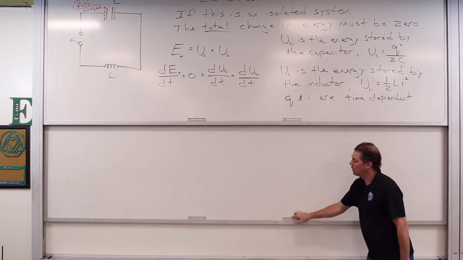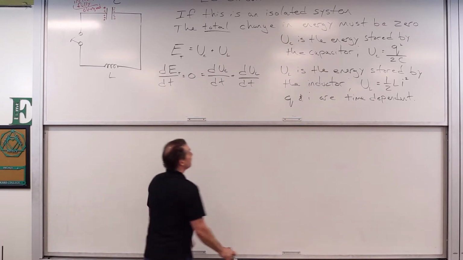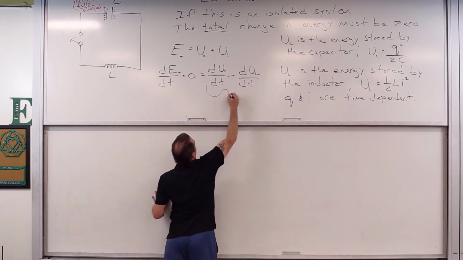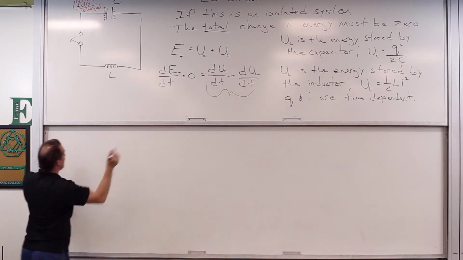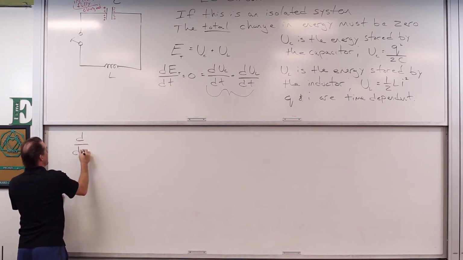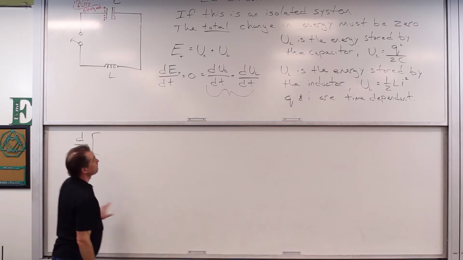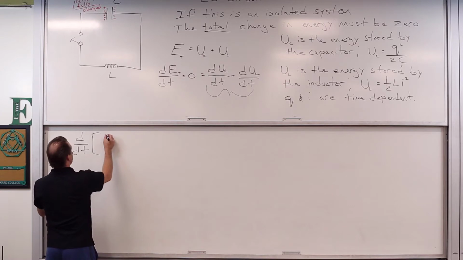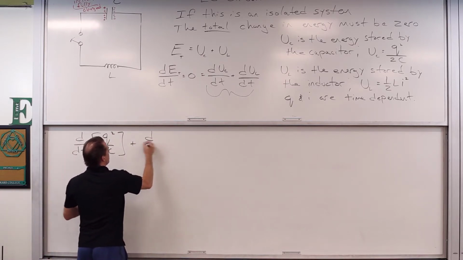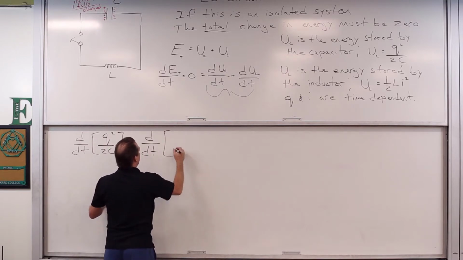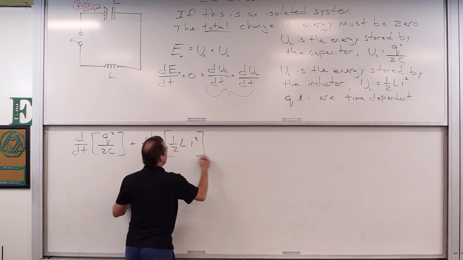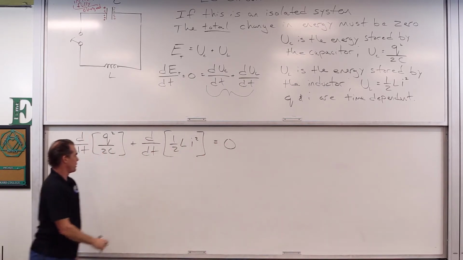All right, so what can we do with this? Well, again, we know what U_C and U_L are, so we'll focus our attention on this portion right there, and it being equal to 0. So what do we have? We've got d by dt of q squared over 2C plus d by dt of 1/2 Li squared is equal to 0.